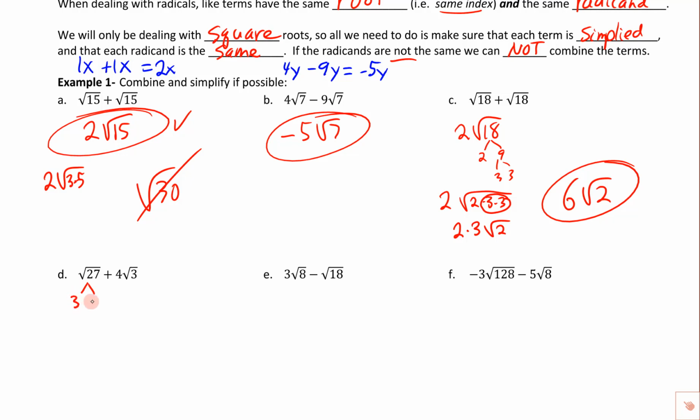Let's simplify this. This is going to be 3 times 9, which is 3 times 3. So this is radical 3 times 3 times 3. And we've got a pair of 3's here. So this is going to be 3 radical 3 plus 4 radical 3.